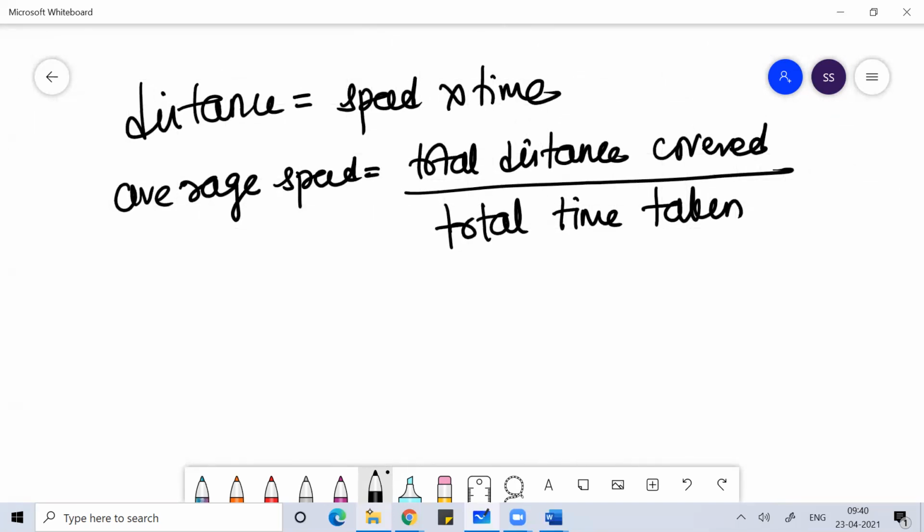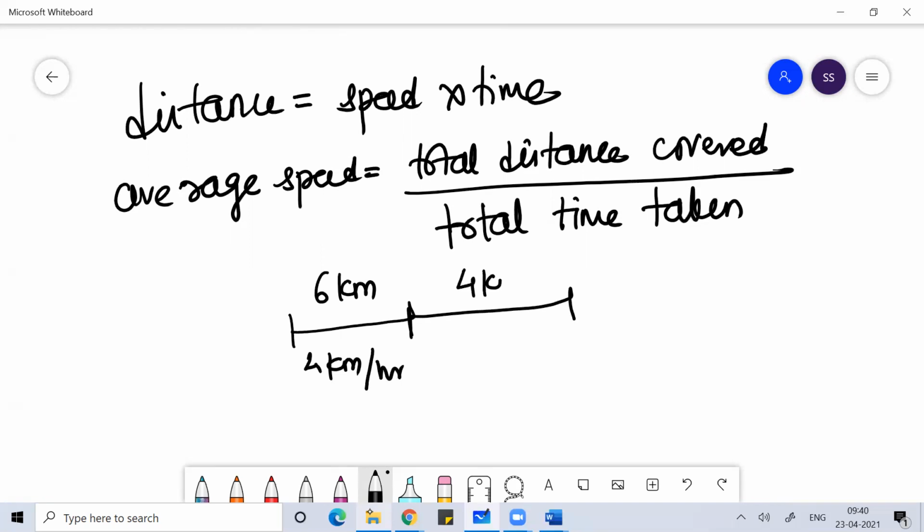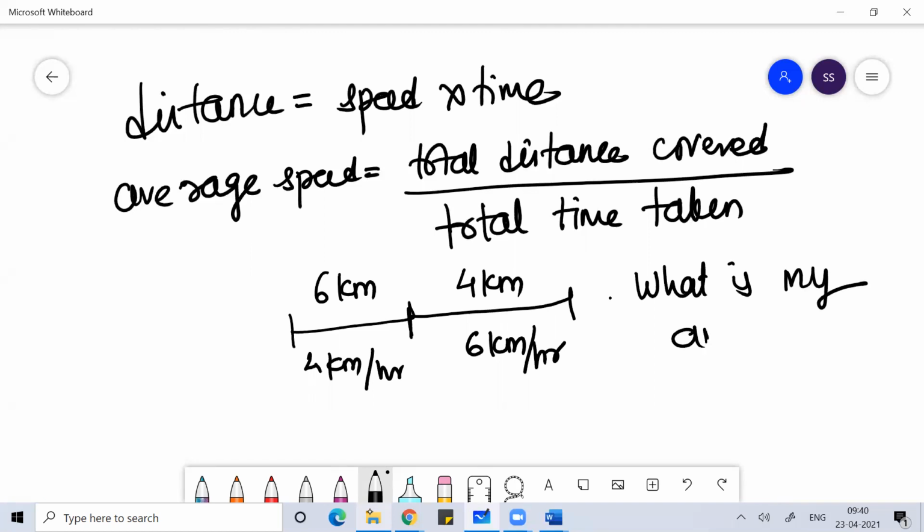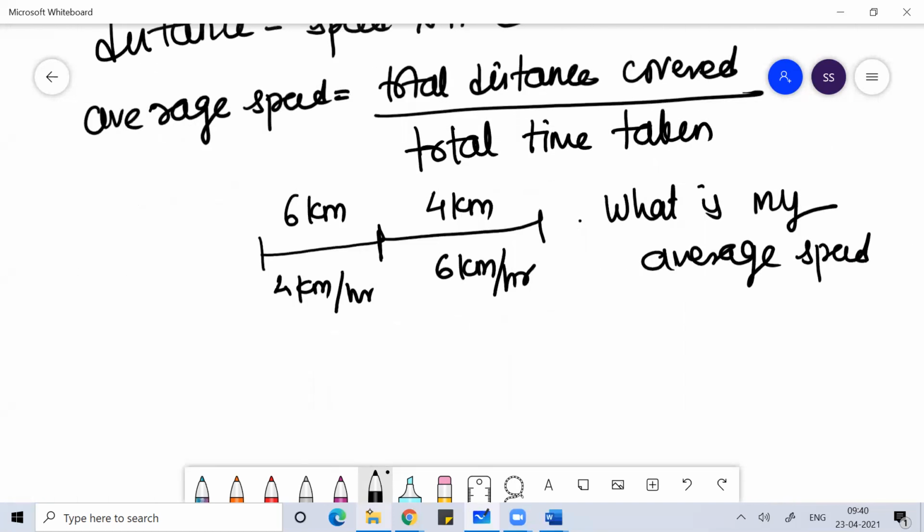In this formula you can understand one thing. Suppose I give you the scenario that I'm going 6 kilometer at 4 kilometer per hour, and the remaining 4 kilometer at 6 kilometer per hour. If I ask you what is my average speed, you can solve this question. You can take the total distance. So average speed will be the total distance you cover, that is 10, divided by the total time you took.